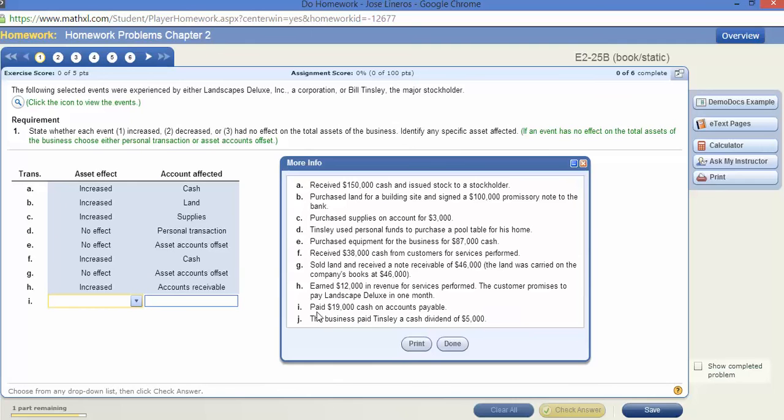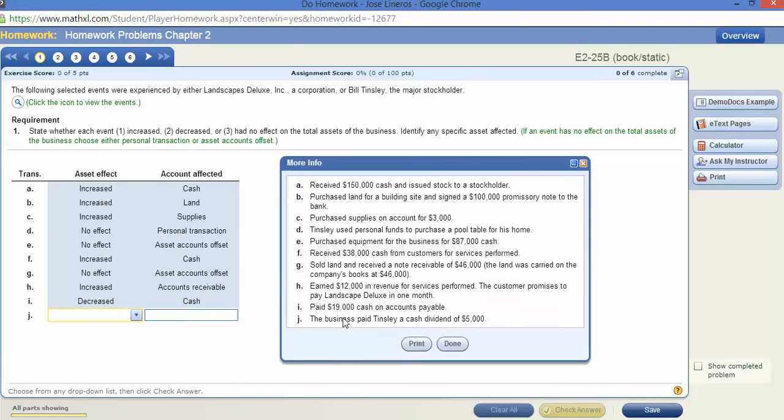Let's look at I. Paid $19,000 cash on accounts payable. So you owed somebody $19,000. Well, remember, payables, liabilities, have a natural balance of credit. So when you debited that accounts payable and you paid it, something has to go down. That liability does not come off the books for nothing. Well, you paid it with cash. Here, cash is going down and liability is going down. Well, liability going down has nothing to do with total assets, but cash going down does have something to do with total assets. So we're decreasing our cash account by that amount.